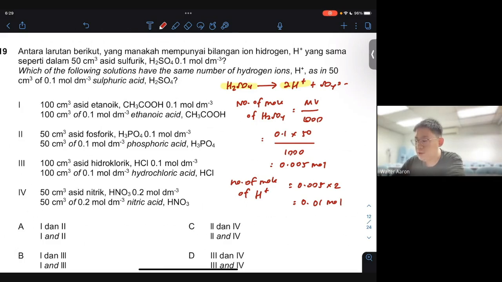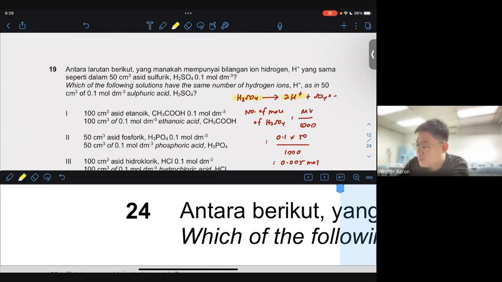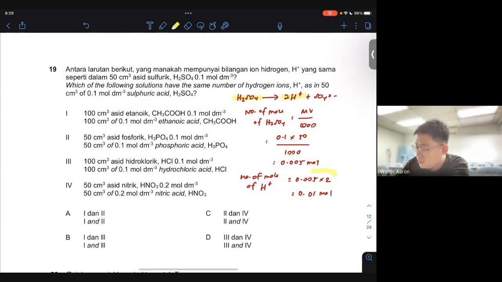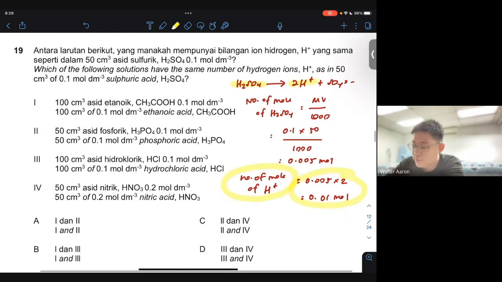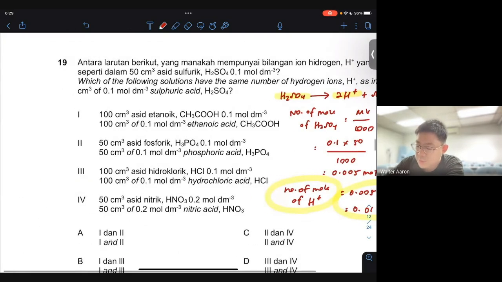So now your job is very simple. All you have to do is just calculate one by one and see which one has the same number of moles of H+ as this H2SO4. All right. So for number 1 over here, you can use the formula MV over 1000, and then you get the number of moles already. So let's just take a look at ethanoic acid. 0.1 multiplied by 100 divided by 1000. So you will get 0.001 mole.